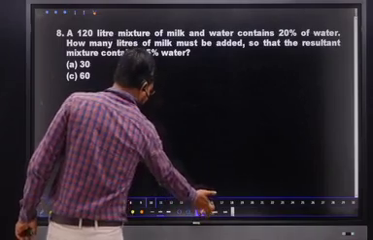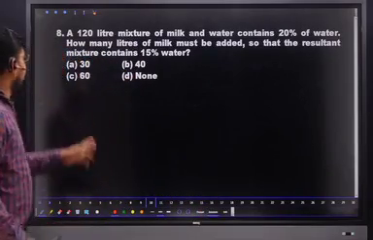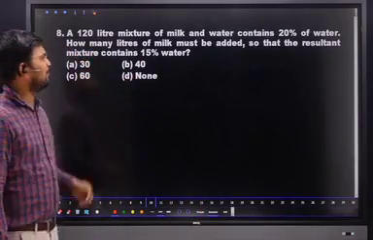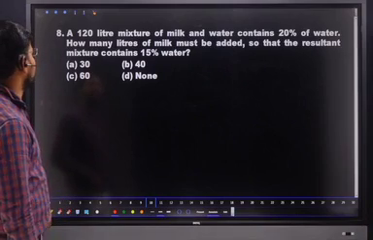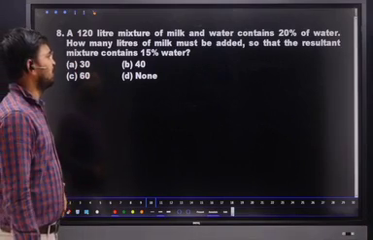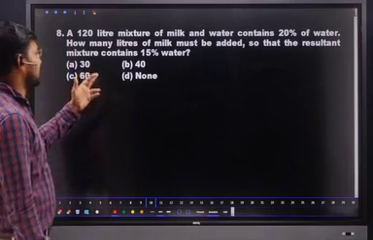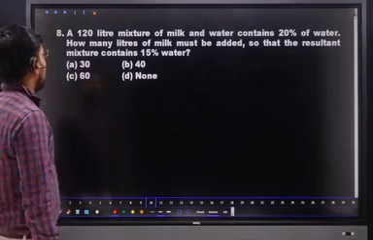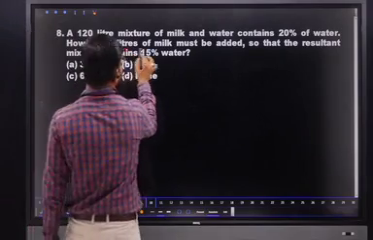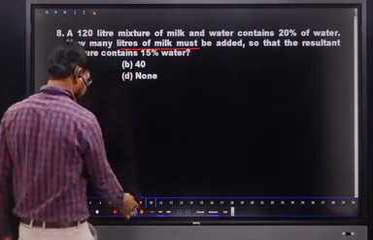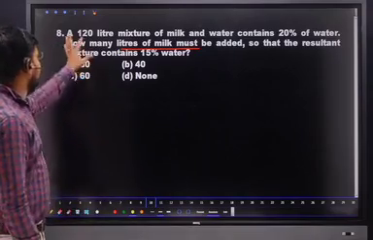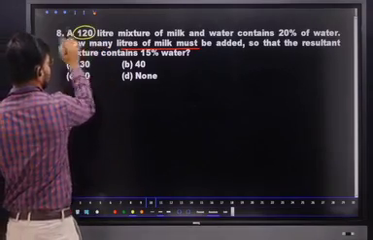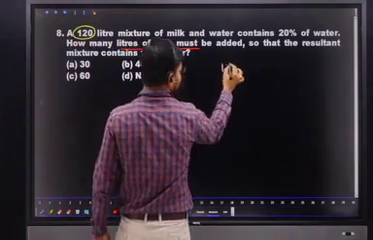So this is also a similar model. A 120 liters mixture of milk and water contains 20% of water. How many liters of milk must be added so that the resultant mixture contains 15% of water? Initially, how many liters of mixture is there? 120 liters.